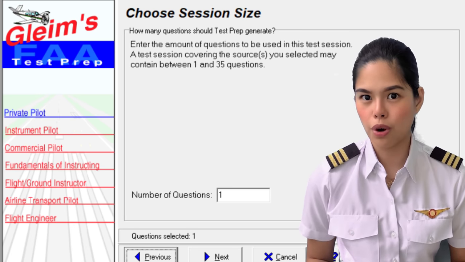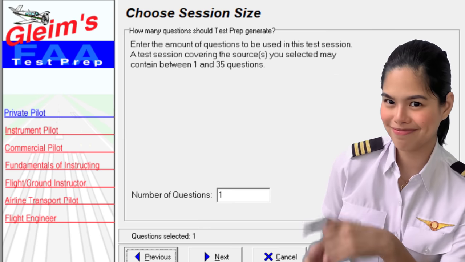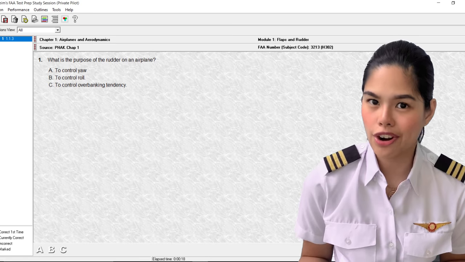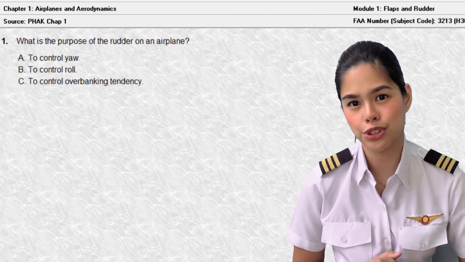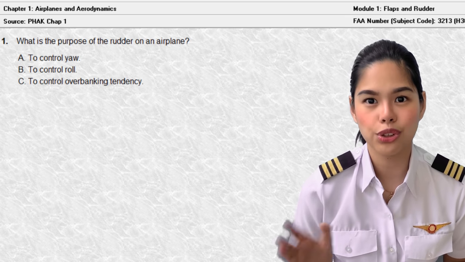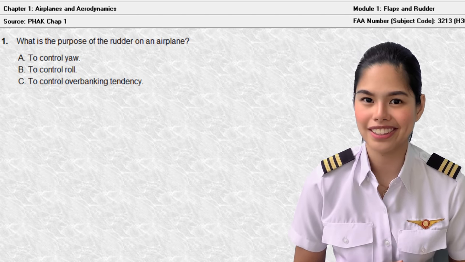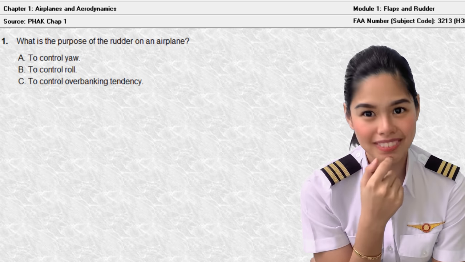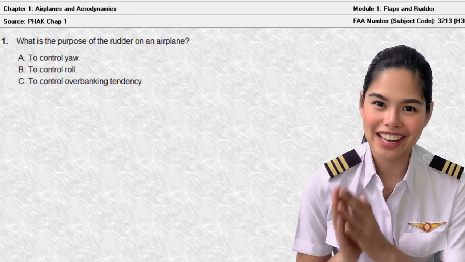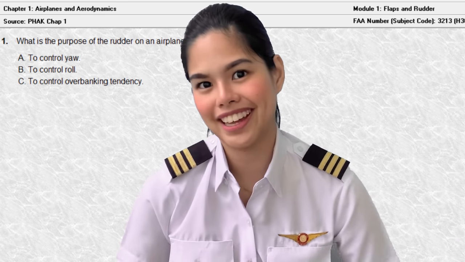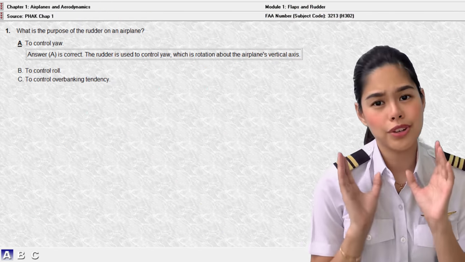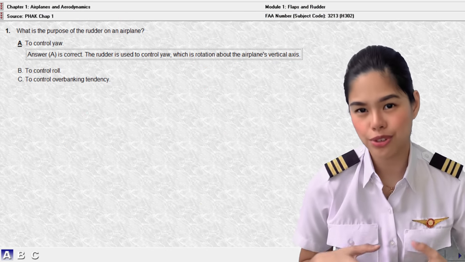So for our 1 million peso question, what is the purpose of the rudder on an airplane? Letter A, to control the yaw. Letter B, to control the roll. And letter C, to control overbanking tendency. Meron pang call a friend dito, guys. To answer this question, I pick letter A. So as you can see, and explain kung bakit yun yung sagot.